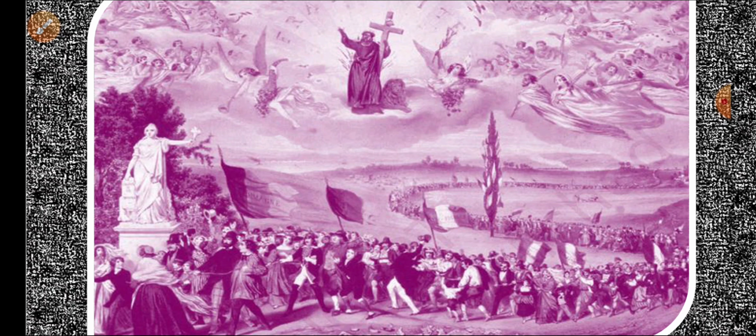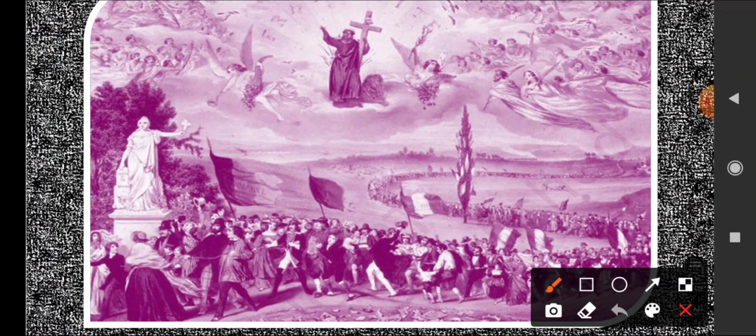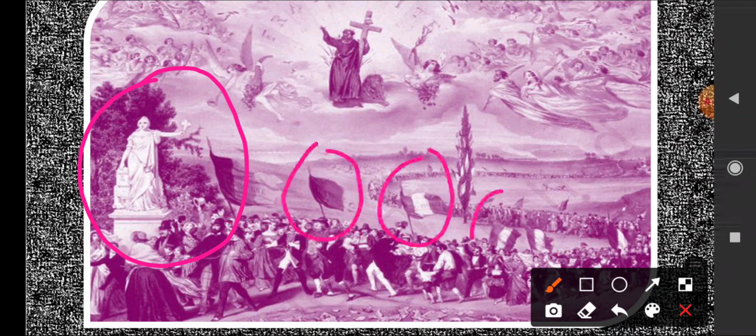In this picture, if you will give a close look, you will find that on the left side, this encircled area is showing the Statue of Liberty, and people of various nations having different flags in their hands, they are marching towards this Statue of Liberty.